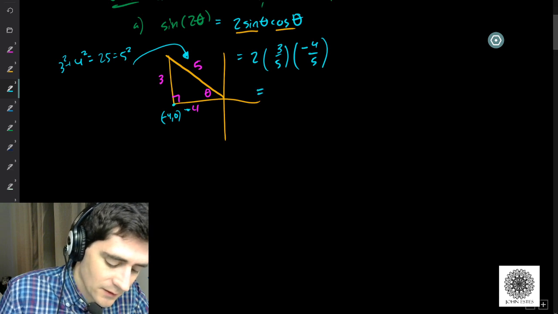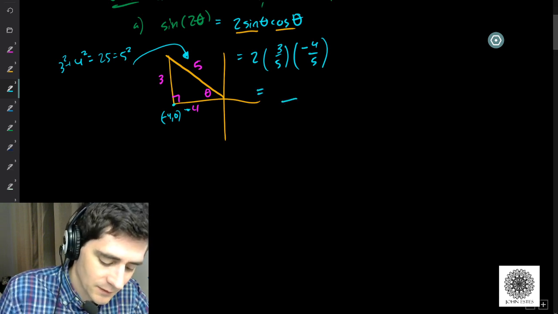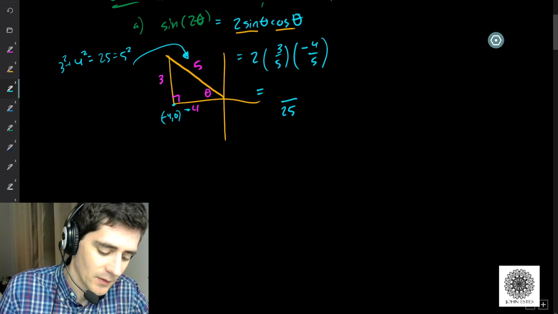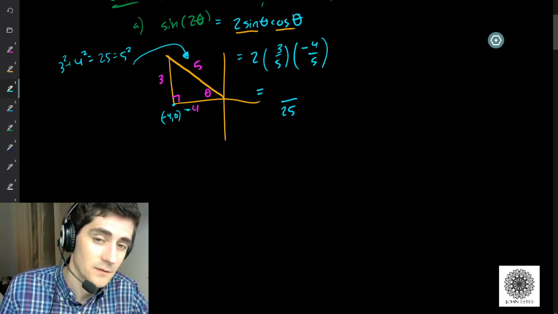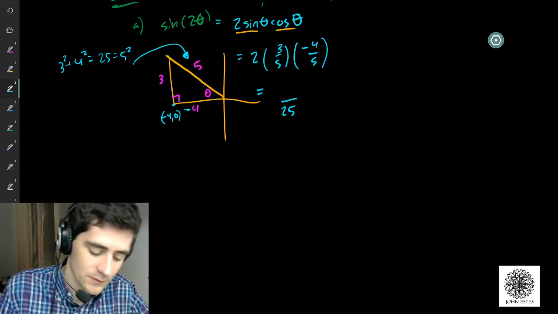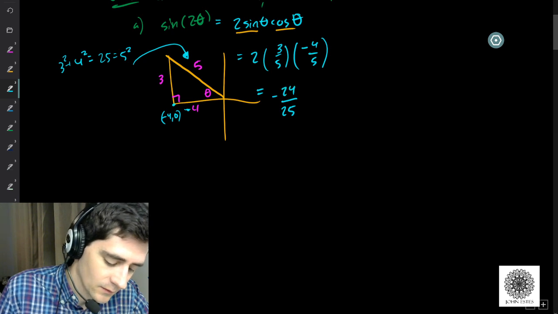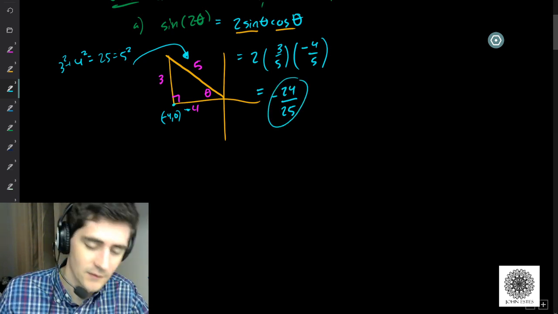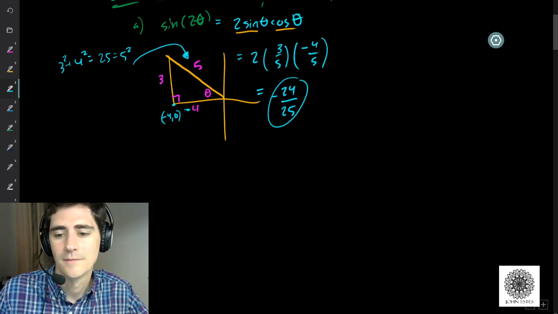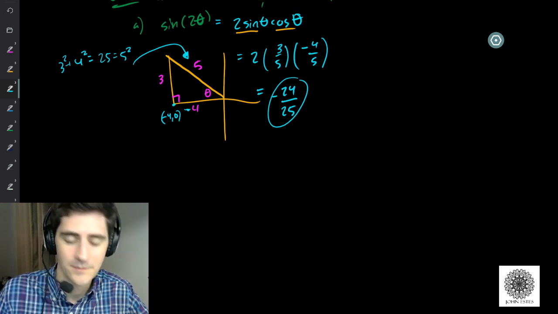Okay, so from there, it's just a matter of multiplying. My denominator is going to be 25. My numerator is 2 times 3 times negative 4, which would be negative 24/25. There is my sine 2 theta. And I hope that makes sense.